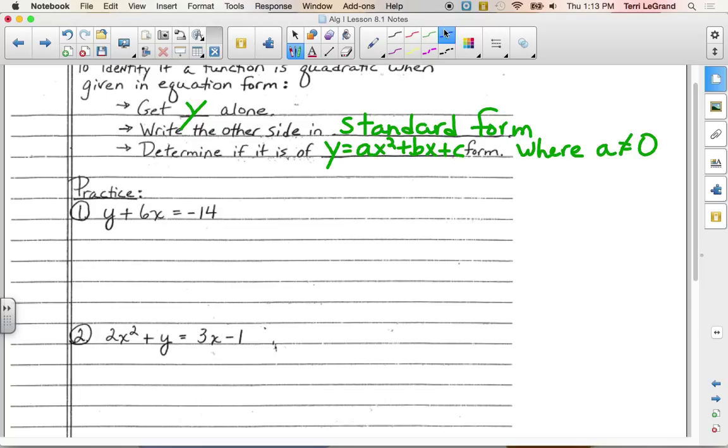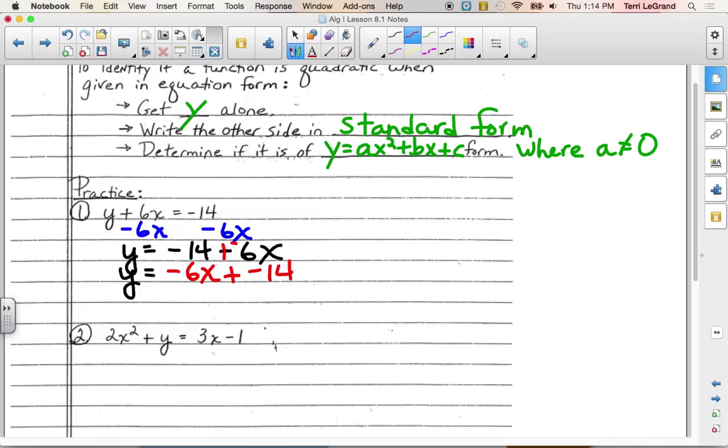Is y alone in number 1? No. What are we going to do? Subtract 6x. Now we have y equals negative 14 minus 6x. Is the y alone, is that standard form on the other side? No. So what would standard form look like? Let's change this to add the opposite here. There's no square there, is there? Negative 6x plus negative 14.